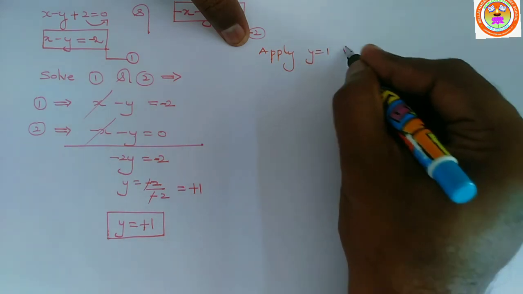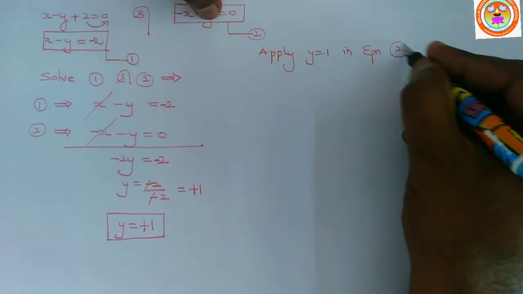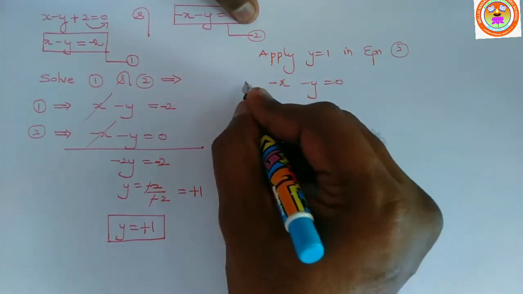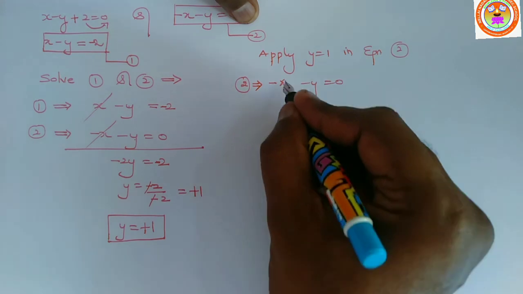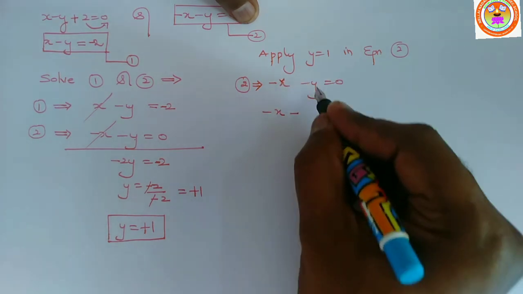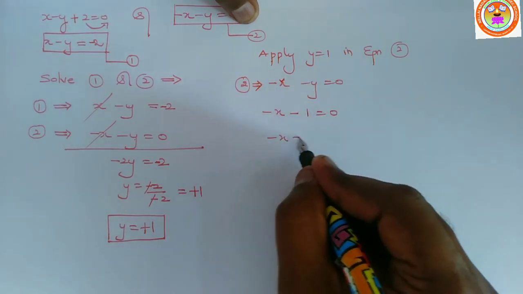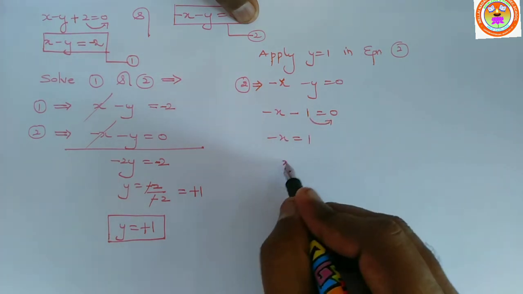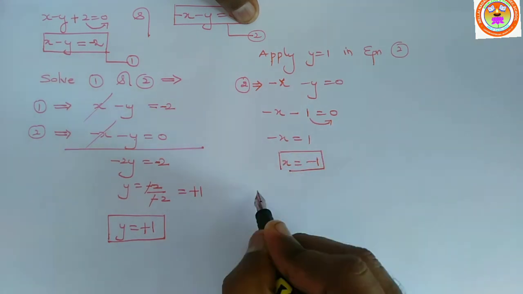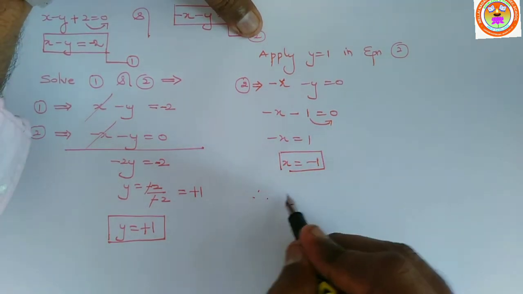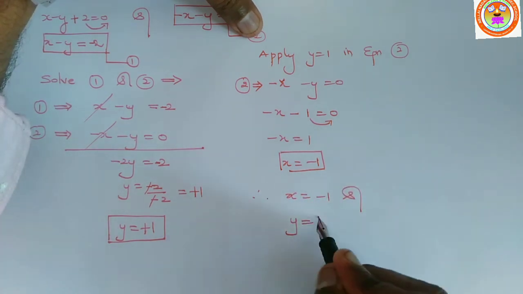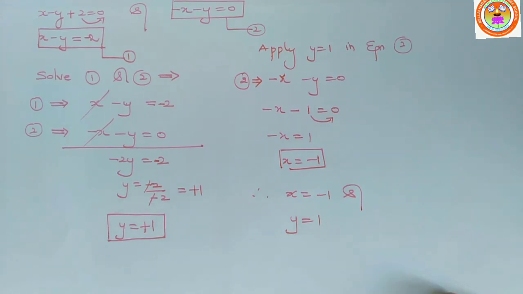So apply y equal to 1 in equation 2. You can apply it in any one equation. Minus x minus y is equal to 0. This is equation 2. So minus x minus 1 equal to 0. Minus 1 moves there and becomes plus 1. We need only the x value, so multiply by minus: x is equal to minus 1. Therefore the final answer is x is equal to minus 1 and y is equal to plus 1. With this, we are finishing this exercise 2.2.